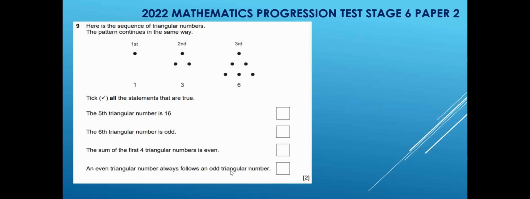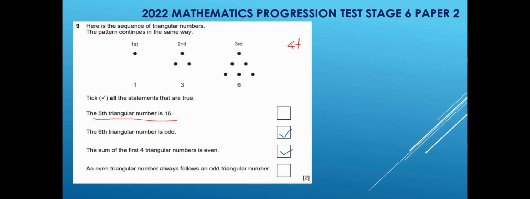10 seconds. 10, 9, 8, 7, 6, 5, 4, 3, 2. Let's reveal the answer. You may pause if you have not finished or need more time. Here's the answer. The sixth triangular number is odd. The sum of the first 4 triangular numbers is even. So how is it that this statement is wrong? The fifth triangular number is 16.